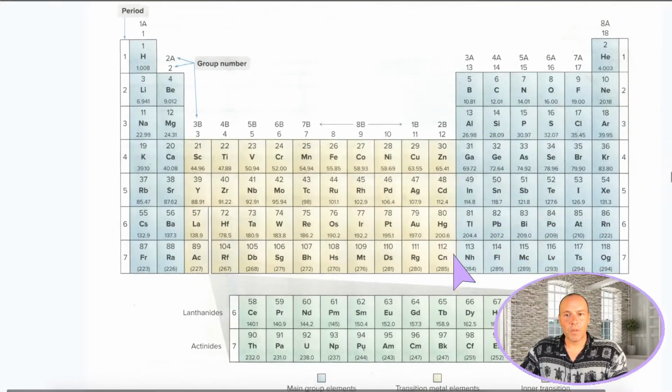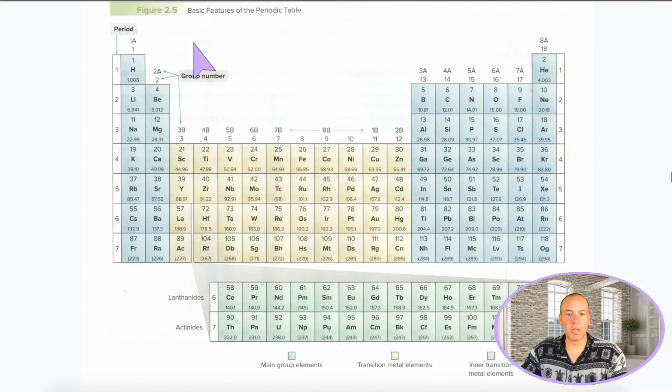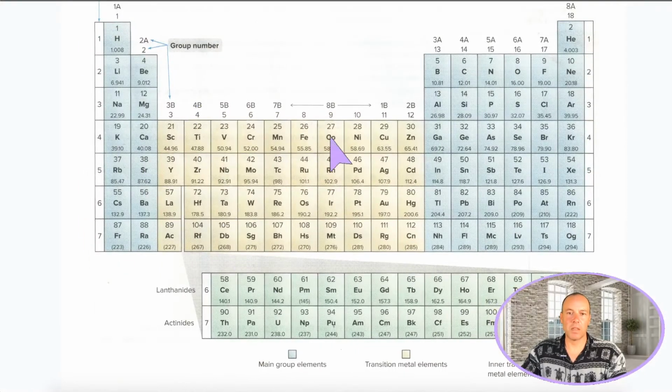This table right here is figure 2.5 in the textbook, and this one colors the elements over here and the elements over there blue, and those are called the main group elements. So the blue ones are the main group elements. So these and those are main group elements. So if somebody says, I'm talking about a main group element, well, it's somewhere in here or there. The rectangle in the middle, these are the transition metals. So this is the transition metal section. And the little island out there, those are the inner transition metals.